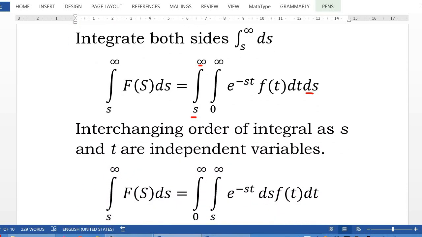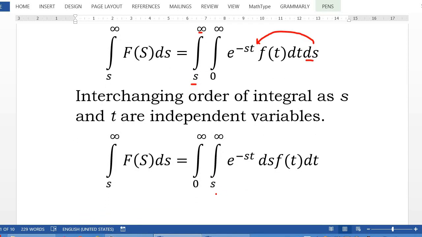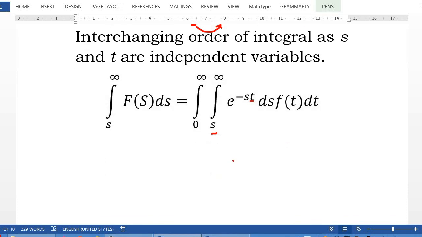Later on we interchange the order of integration, as s and t are independent variables. When we exchange the order of integration, we move the ds in here. So we integrate e^(-st) with respect to s, with the limit for s from s to positive infinity. Since we integrate with respect to s, t is a constant. So integrating e^(-st) with respect to s, we get e^(-st) divided by negative t. Then evaluate it from s to positive infinity.